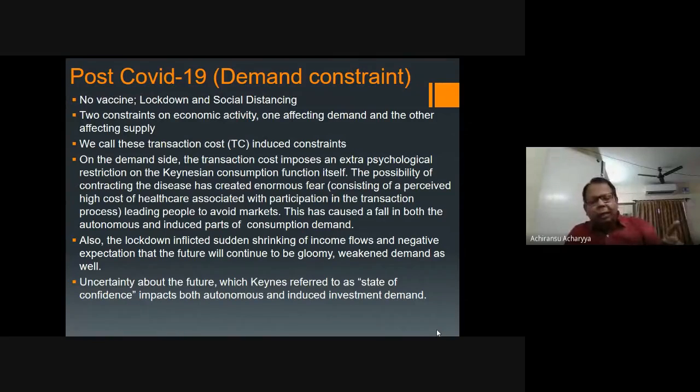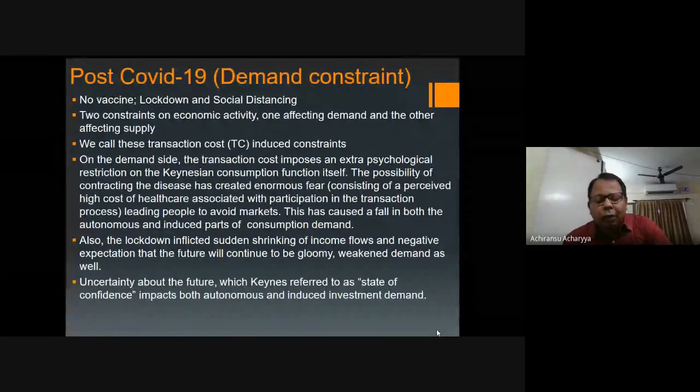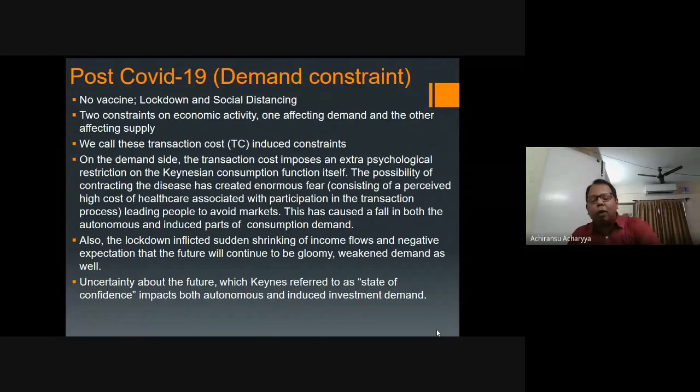Also, now this is the other part. The lockdown inflicted sudden shrinking of income flows, and the negative expectation that the future will continue to be gloomy will weaken demand as well. And hence, uncertainty about the future, which Keynes referred to as the state of confidence, impacts both autonomous and induced investment demand. So both autonomous and induced investment demand will go down in the economy because of COVID-19.